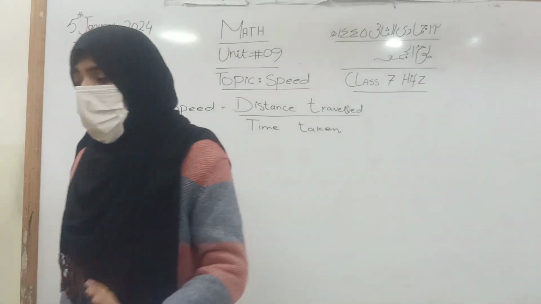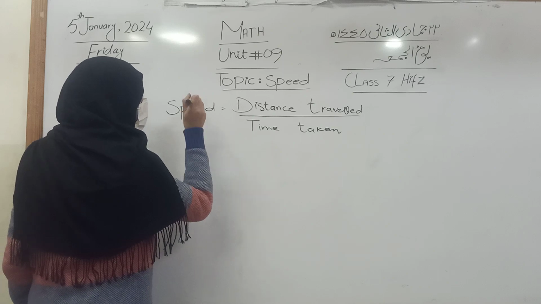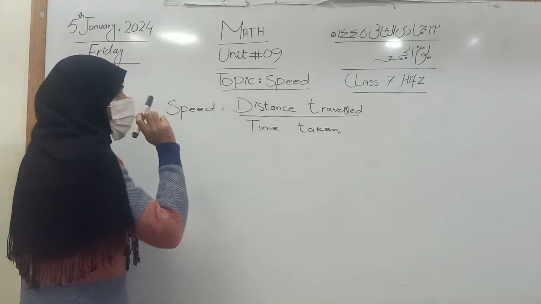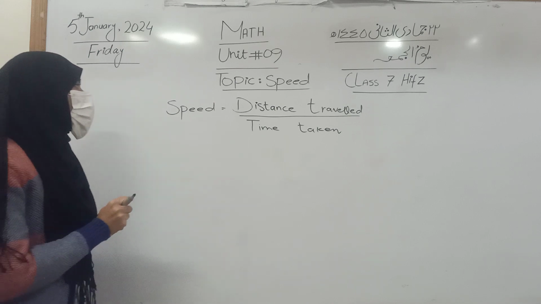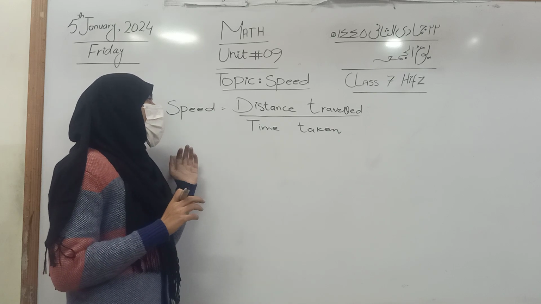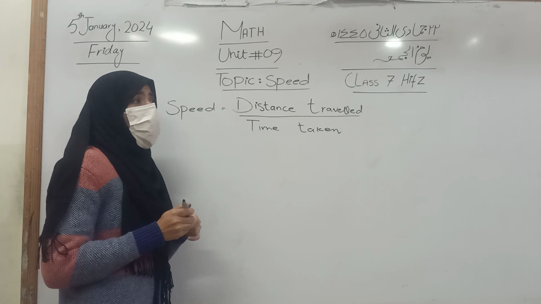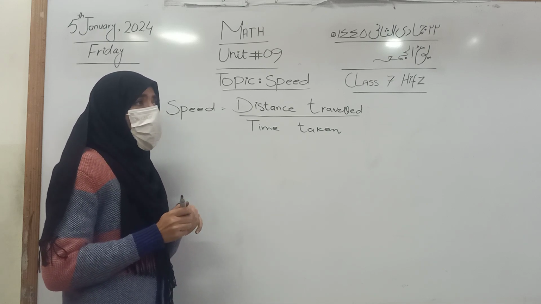Yes, class. Is it clear to all of you? I have defined it to you and the formula is written in front of you: speed is equal to distance travelled divided by time taken. Yes, class 7 HIFZ, is it clear to all of you? Now please tell me, what is indicated by speed? What is speed? It is distance travelled divided by time taken.